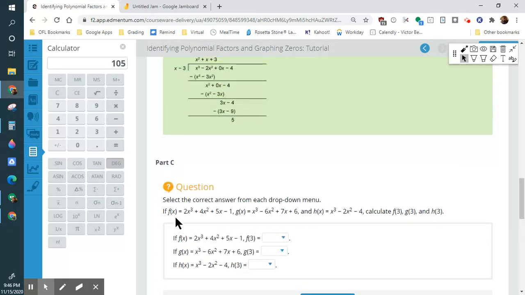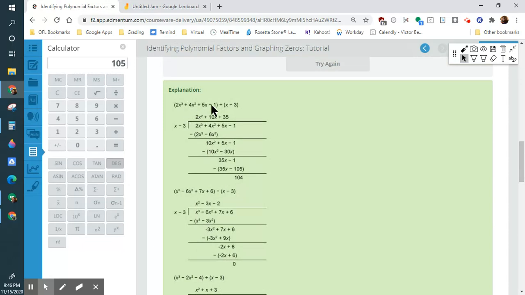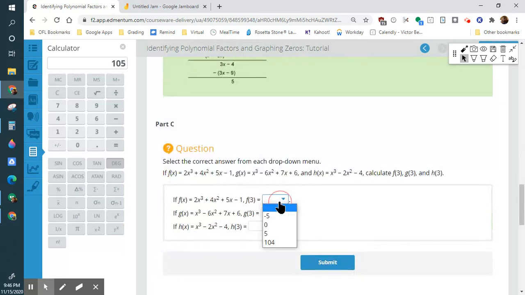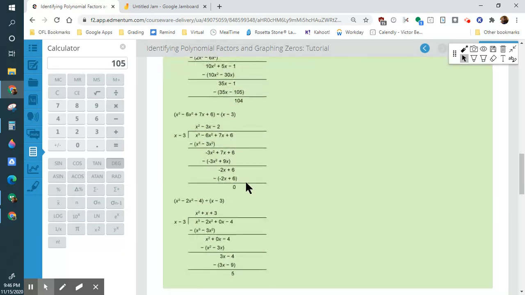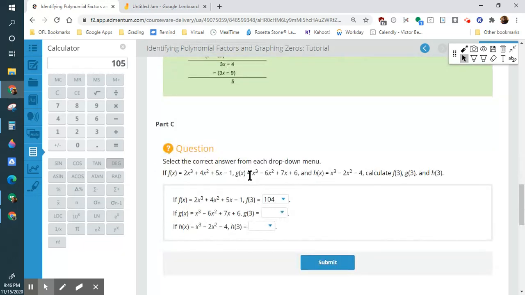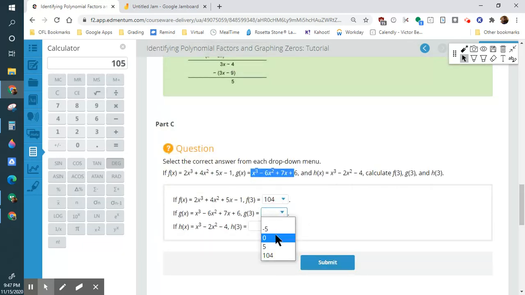All right, so let's say we plug in a 3 into this. Well, according to this, we plug in a 3, we should have a remainder of 104. So this is actually 104. So finding the remainder is the same thing as plugging in that value. So if we plug in a 3 into this one, we end up getting 104. This has no remainder, so when we plug it into this one, which we already did over here, we got no remainder. So this should be a 0.